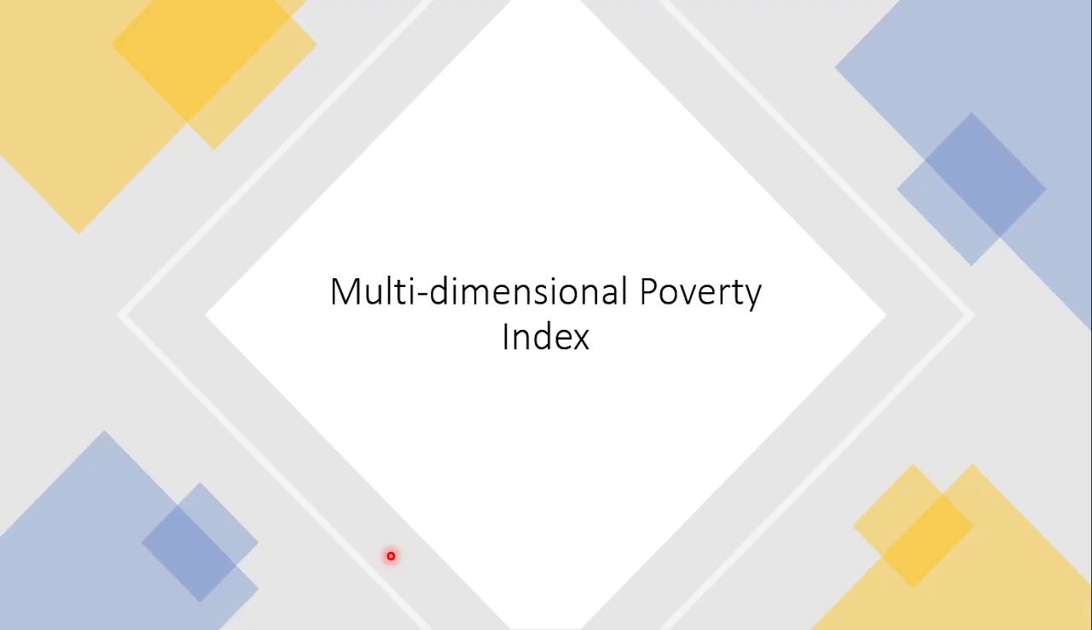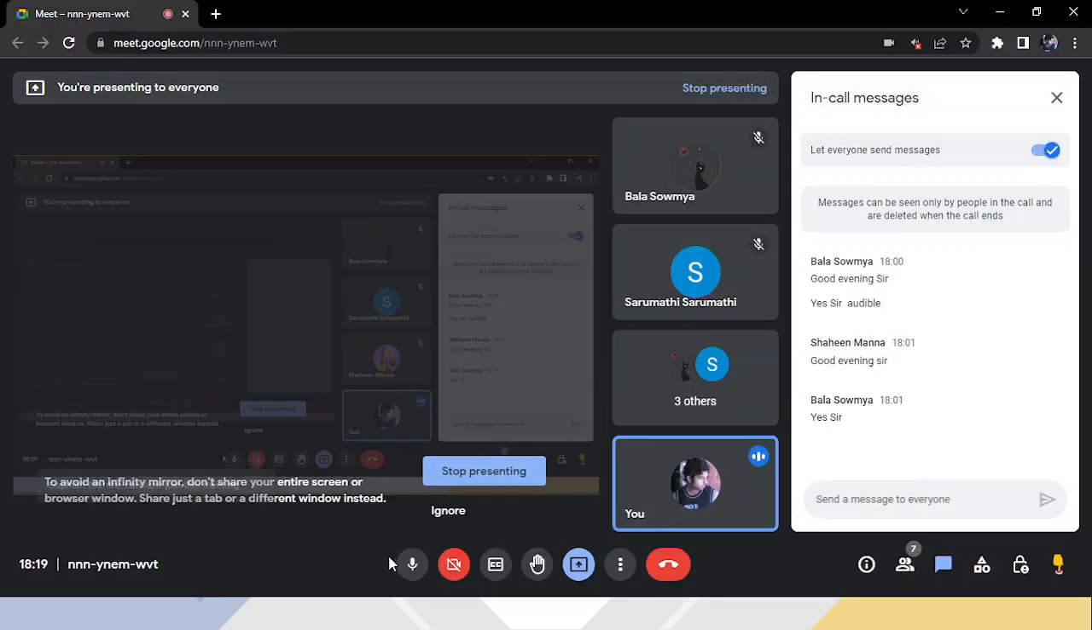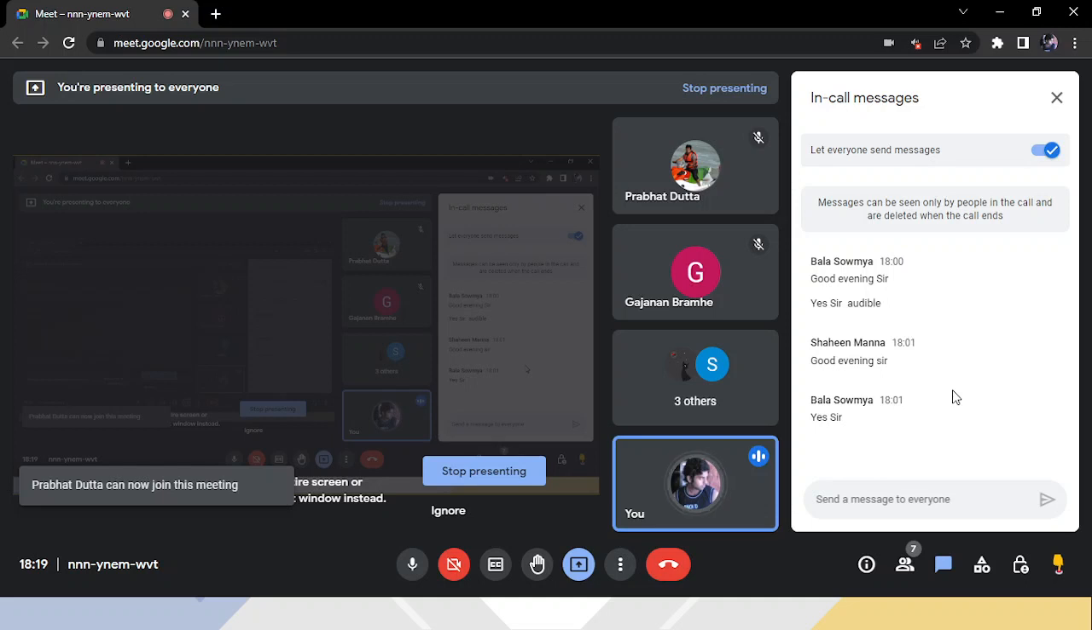So now we come to the multidimensional poverty index. But before that, do you have any doubts in circular economy, or would you like to discuss something about these points that I just mentioned?